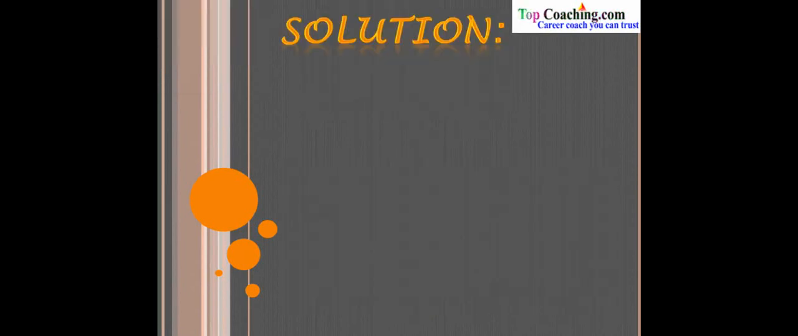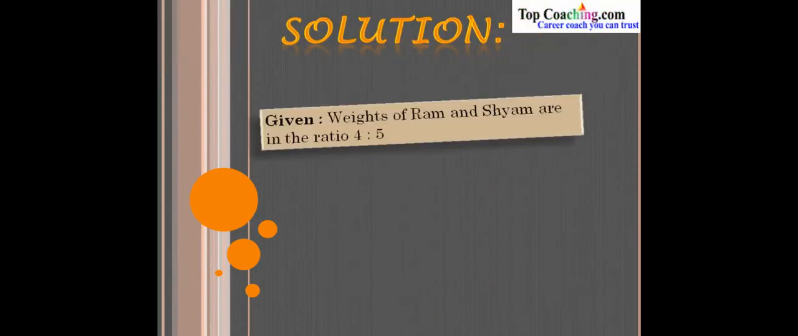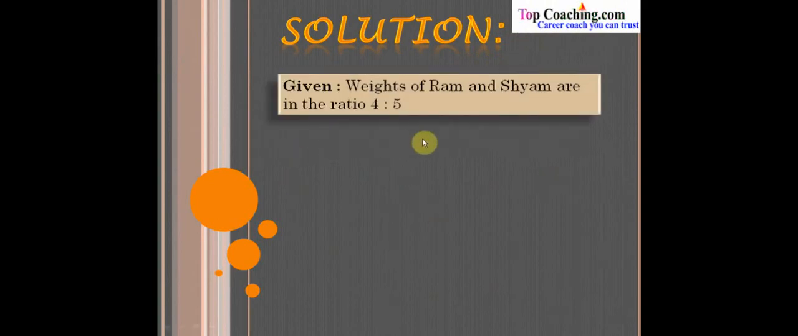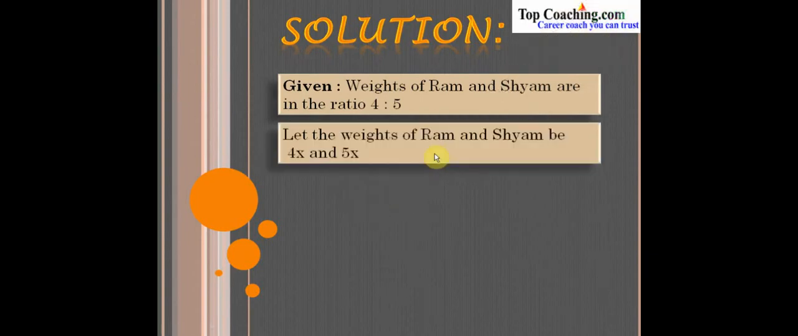So let's see the solution. Given to us is that the weights of Ram and Shyam are in the ratio of 4:5. So let us say that the weights of Ram and Shyam be 4x and 5x. As they are in the ratio of 4:5, let us say that the weights are 4x and 5x.